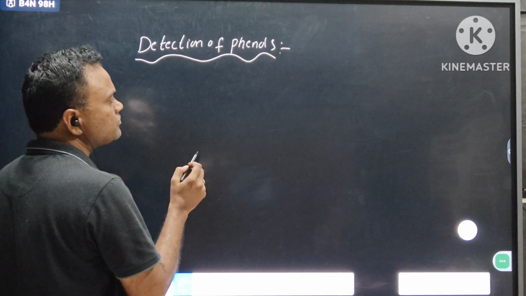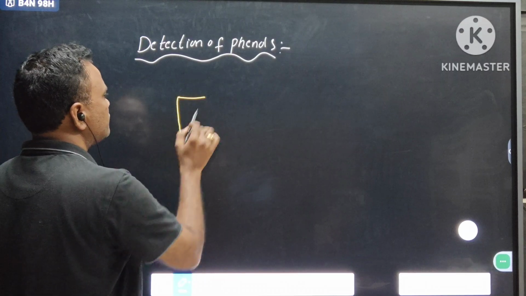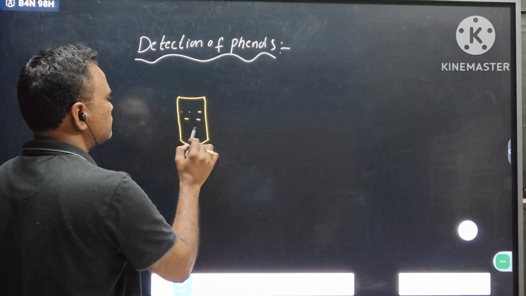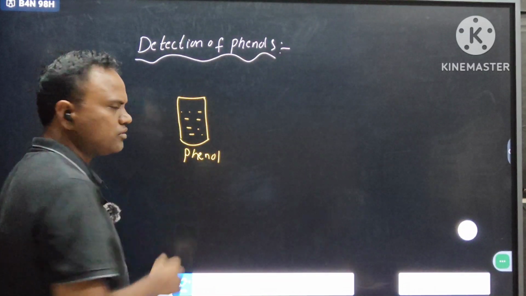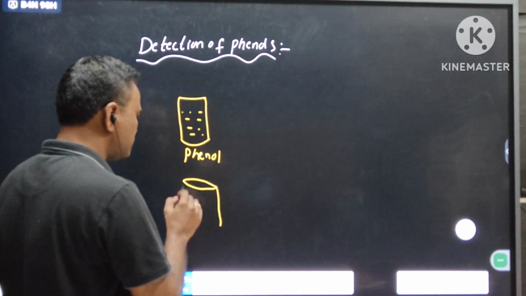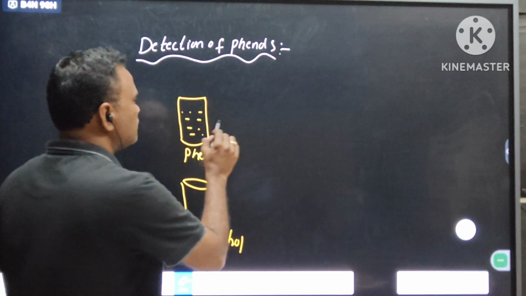See, I am taking phenol in a test tube. This is phenol, and I am taking alcohol in another test tube.